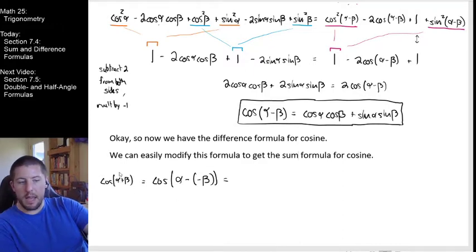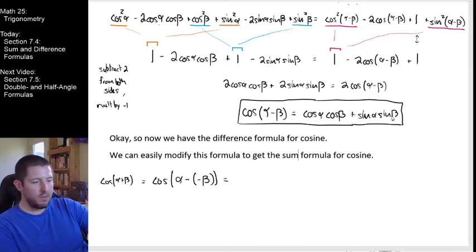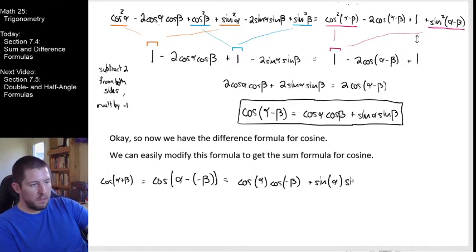So I guess the point is to say, this is the formula we want. We're recognizing that we can write any addition as a subtraction of a negative right here. We have a formula that handles subtraction between two values, so I just have to use negative beta where I used to have a positive beta in these terms over here. Right? So cosine of alpha, cosine of negative beta now, plus sine of alpha, sine of negative beta. Right?